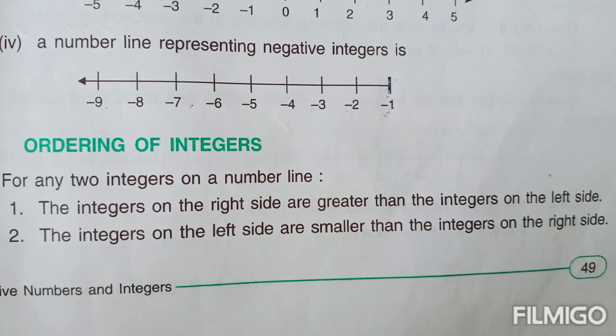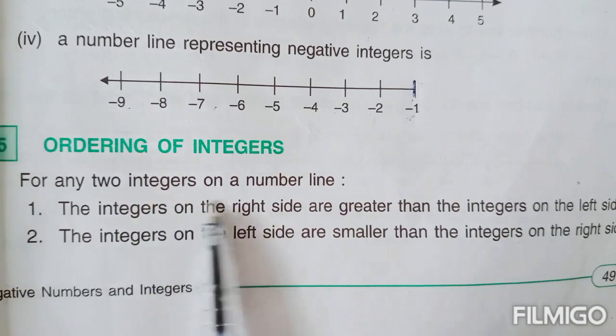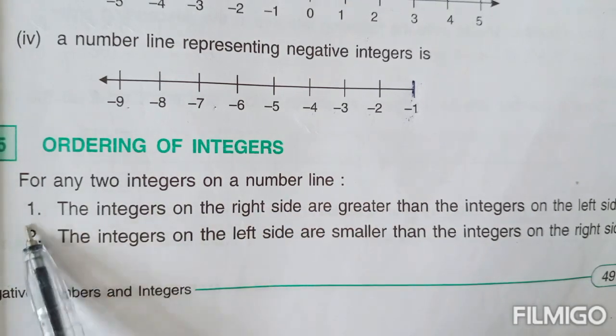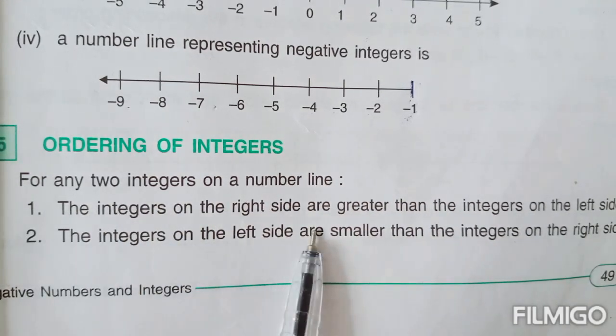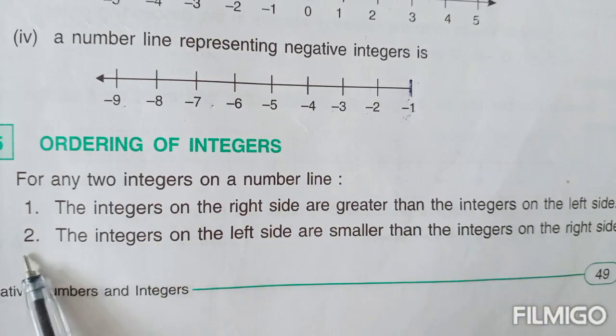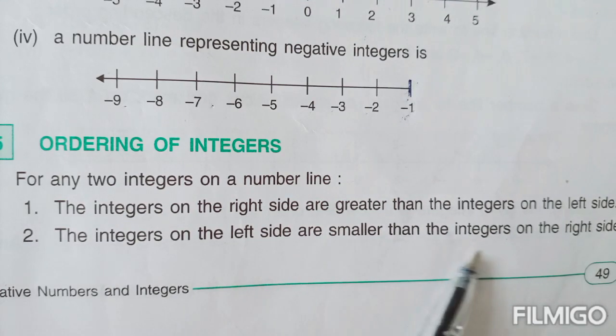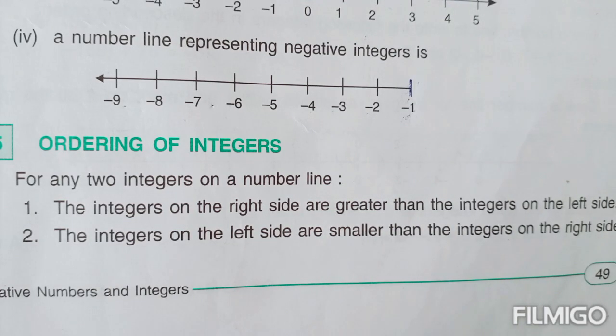Last day we started chapter 6, negative numbers and integers. Our next topic is ordering of integers. For any two integers on a number line, first, the integers on the right side are greater than the integers on the left side. Second, the integers on the left side are smaller than the integers on the right side.